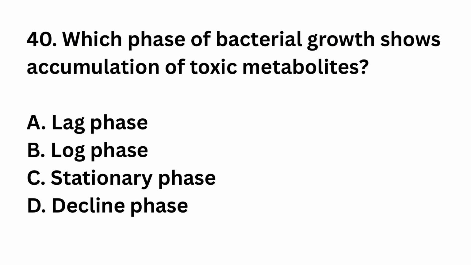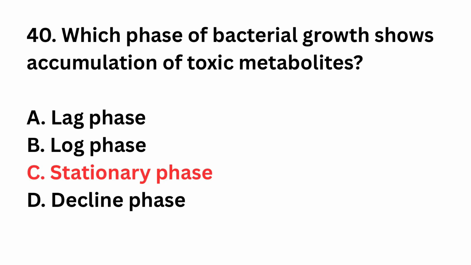Question number 40. Which phase of bacterial growth shows accumulation of toxic metabolites? Lag phase, log phase, stationary phase, decline phase. The right answer is option C, stationary phase. In stationary phase, nutrients deplete and toxins accumulate.